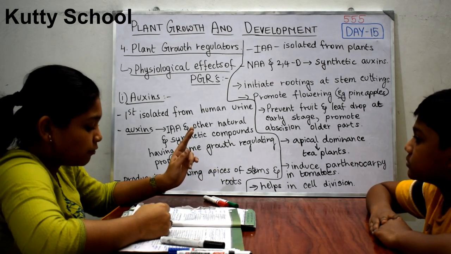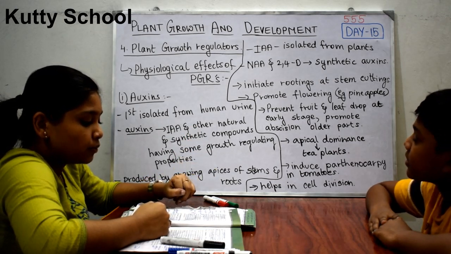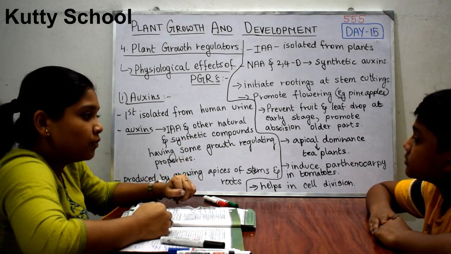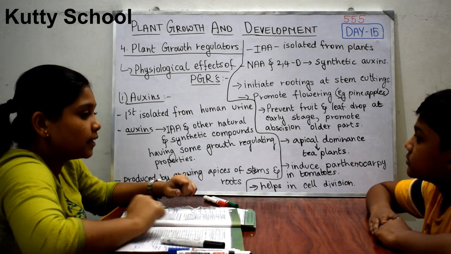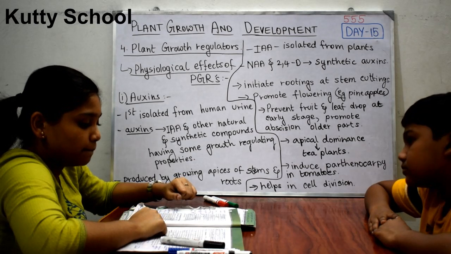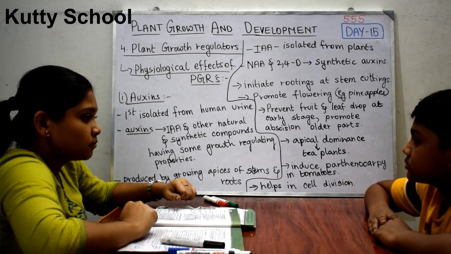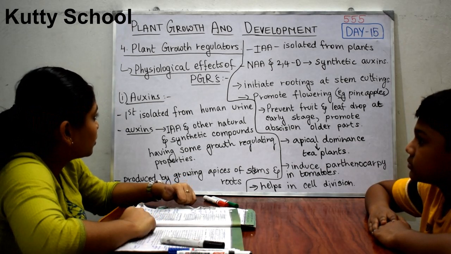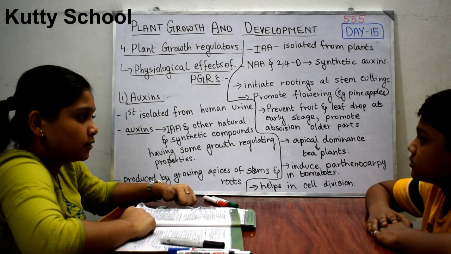2,4-dichlorophenoxyacetic acid is widely used to kill dicot weeds. It does not kill monocots; it kills dicot weeds. So this is about auxins. Next we will see the second plant growth regulator, which is gibberellins.